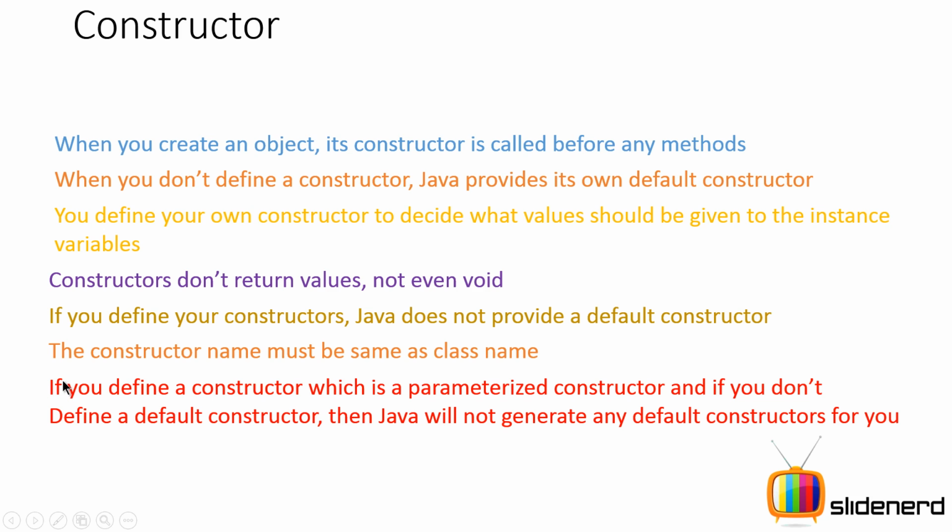And there is one most important point that you need to remember: if you define a parameterized constructor, and if you don't define a default constructor, then Java is not going to generate any default constructor for you, which is very similar to what I've already said, that if you define your constructors, Java does not provide a default constructor. So let's work this out with a simple example. Try to understand how the different types of constructors work and see what happens when they are executed.